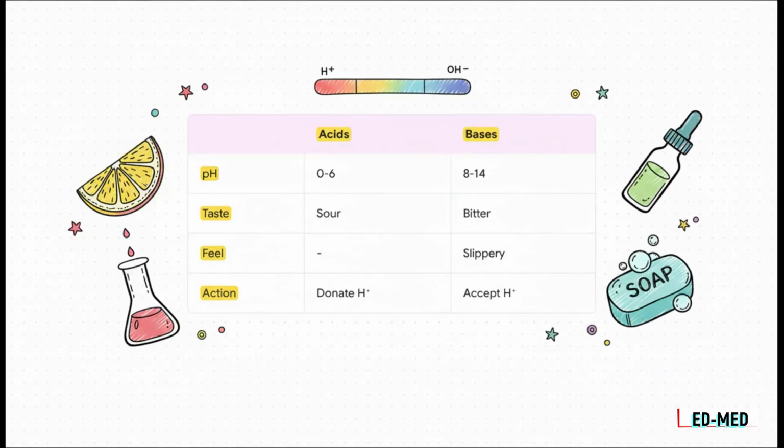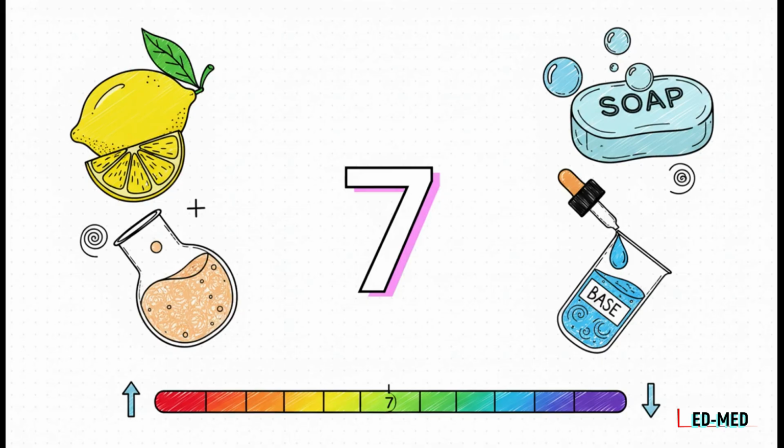So let's just put it all side by side for a second. You've got acids: low pH, sour taste, and they donate hydrogen ions. And on the other team, you've got bases: high pH, bitter taste, slippery feel, and they accept those same ions. A perfect chemical face-off. But wait, what about the middle?